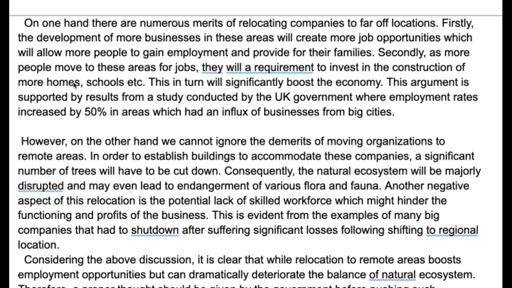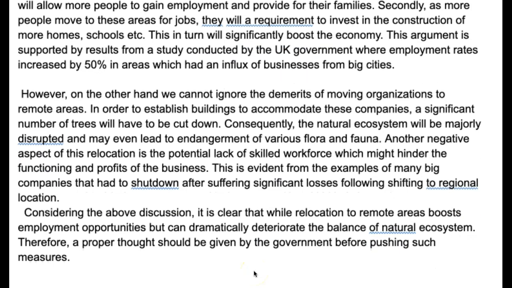This argument is supported by results from a study conducted by the UK government, where employment rates increased by 50% in areas which had an influx of businesses from big cities. Big is basic, good, small, bad. Major, significant, tier one, anything but big. However, on the other hand, we cannot ignore the demerits of moving organizations to remote areas.